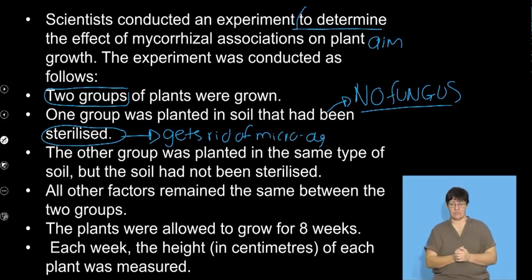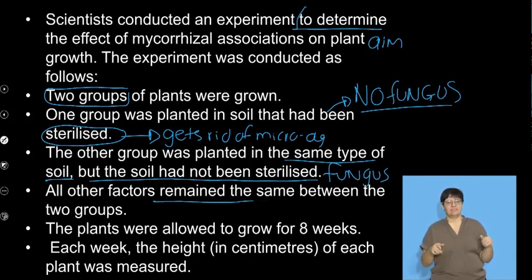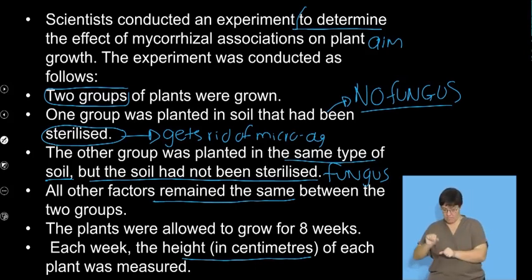The other group was planted in the same type of soil, a fixed or controlled variable, but the soil had not been sterilized. So in this group, the fungus would have been present. All other factors remained the same, controlled variables between the two groups. The plants were allowed to grow for 8 weeks. Each week, the height in centimeters of the plant was measured.